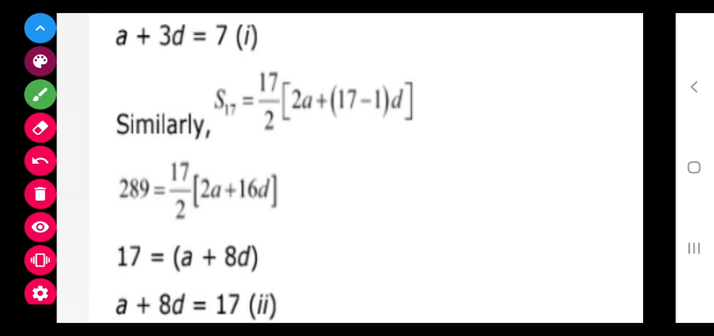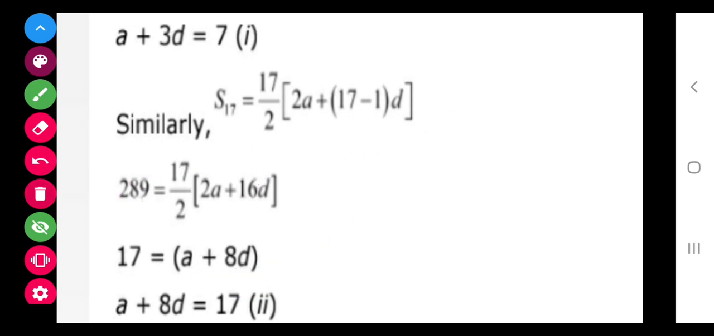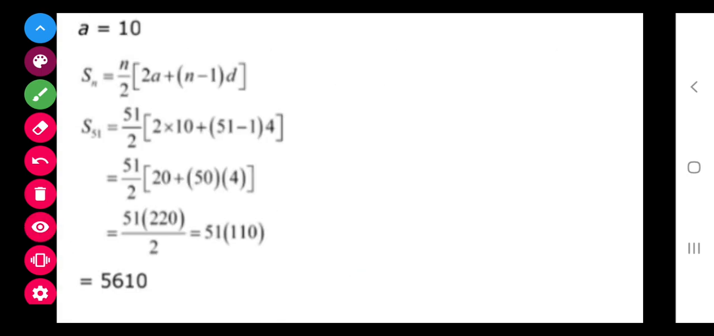Now similarly we will go with the second equation. In the second equation also S17 is given as such. So on solving we will get this equation: 289, this and this will cancel 17, and this 2 will be cancelled by taking 2 common from here, and you will get this equation. We will get this and this is cancelled. It is 17. So this is the shortcut method to get an equation. Now finally we have got the second equation also.